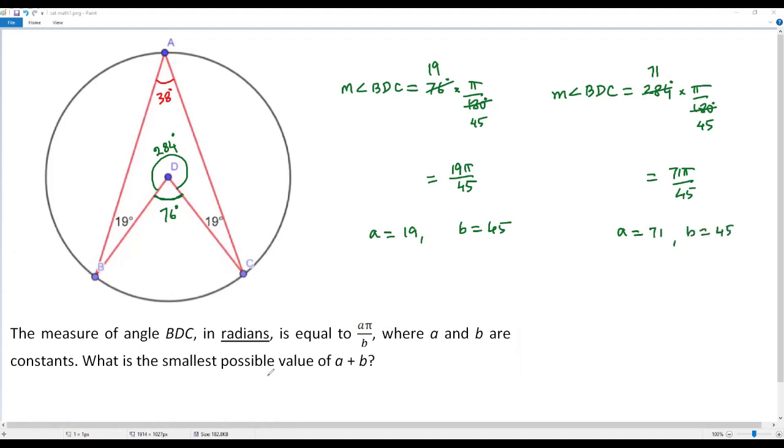Okay, our aim is to get the smallest possible value for A plus B. In both the cases, we have the same value for B, 45. In the second case, the value of A is bigger than the value of A in the first case. So we'll be getting the smallest possible value of A plus B only in the first case, because here A is smaller. So A plus B equals 19 plus 45. When I add 19 and 45, I am getting 64. Therefore, the smallest possible value of A plus B is 64.